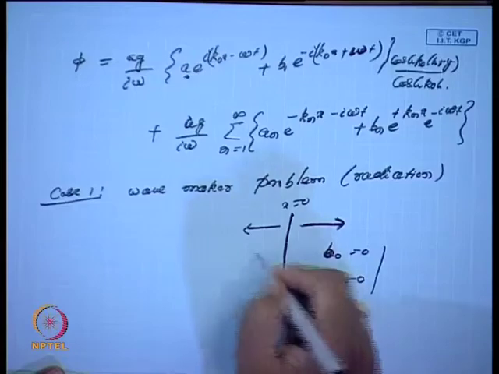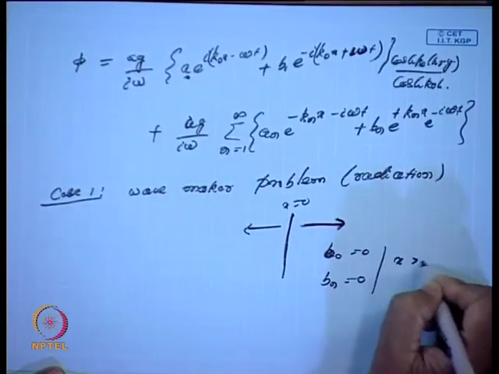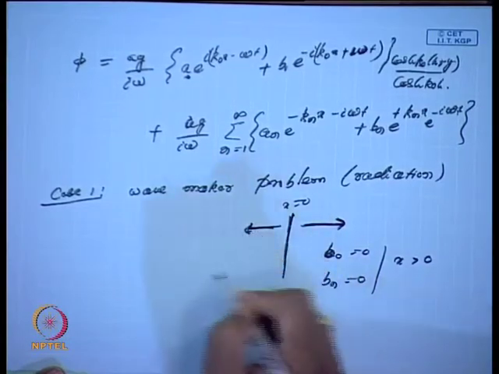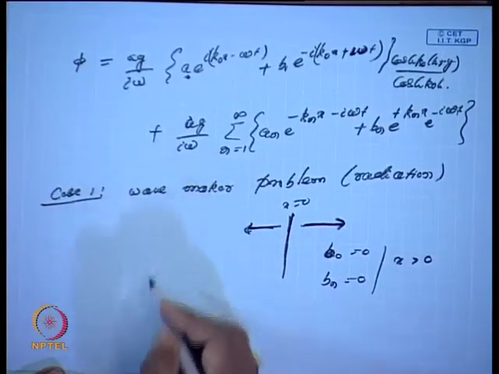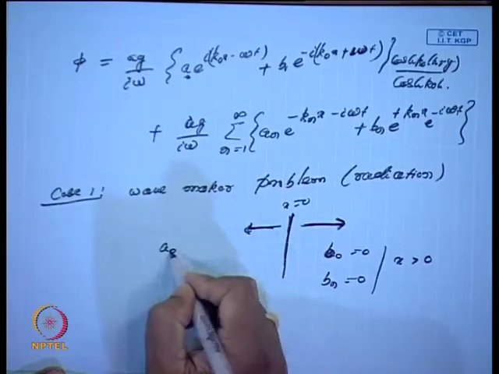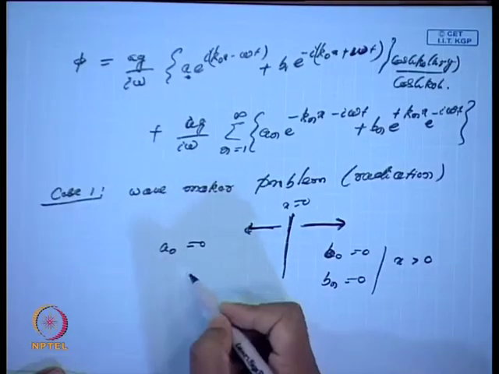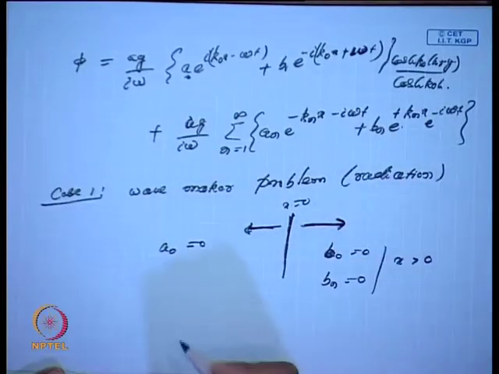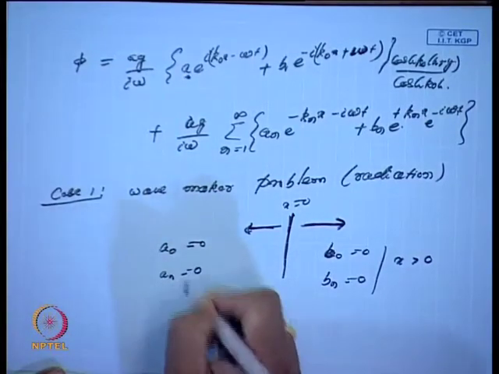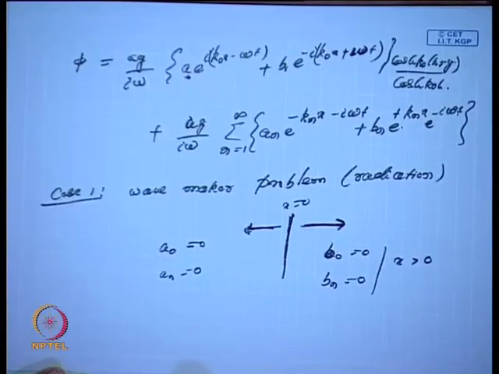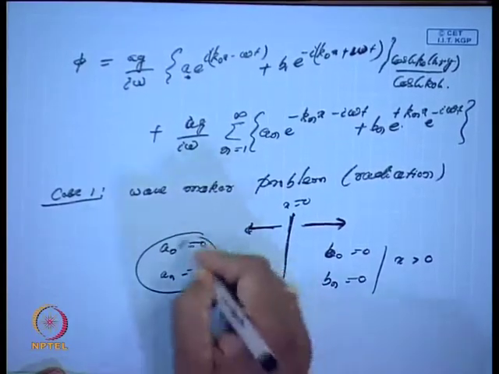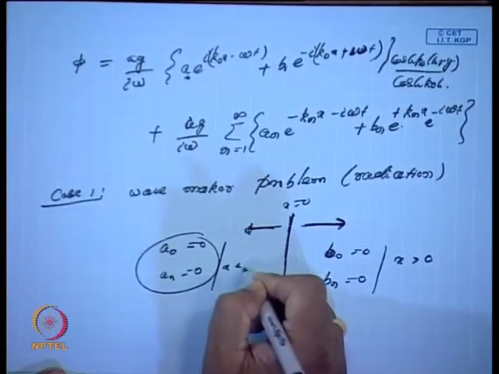That is for x greater than 0. But what will happen if the wave is generated in both directions? Then my A naught will be 0, because the wave is propagating in the negative direction, and from the evanescent modes I will have the A n terms. So for a wavemaker problem, from the general solution, only this will remain, and this is for x less than 0.